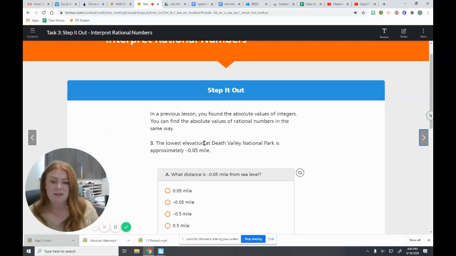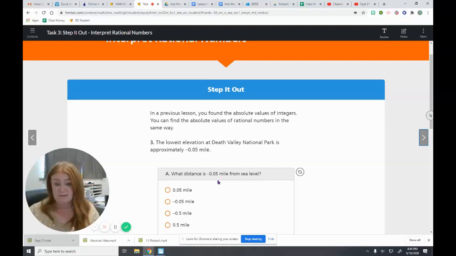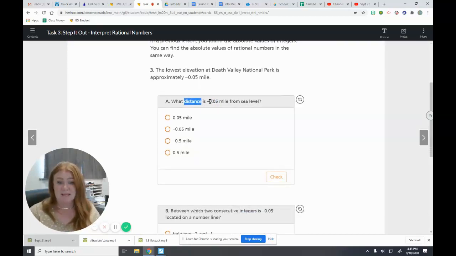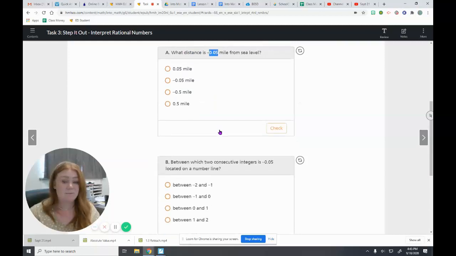So we have an elevation at Death Valley that is negative 0.05 miles. So it is below sea level. So the distance from negative 0.05 to sea level, it would take me 5 hundredths to get back to zero. And we need to remember those are always going to be positive. Distance is a positive number always. So we just take this same number, make it positive.